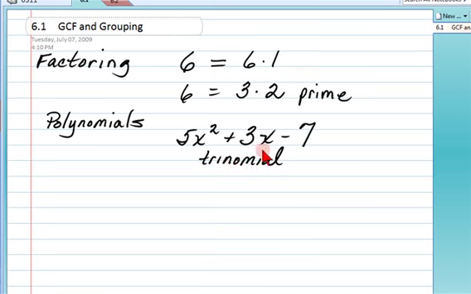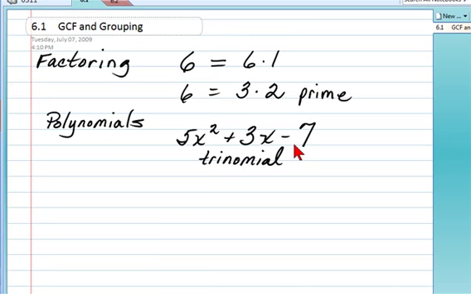And don't worry if you're a little rusty on some of the language, I'll mention it as we go along. If you wanted to read about polynomials, you could go back to section 5.1. Chapter 5 was on polynomials, so you could go back. All right, we're going to learn how to factor these. We're going to learn blank times blank gives me 5x squared plus 3x minus 7. That's where we're headed.